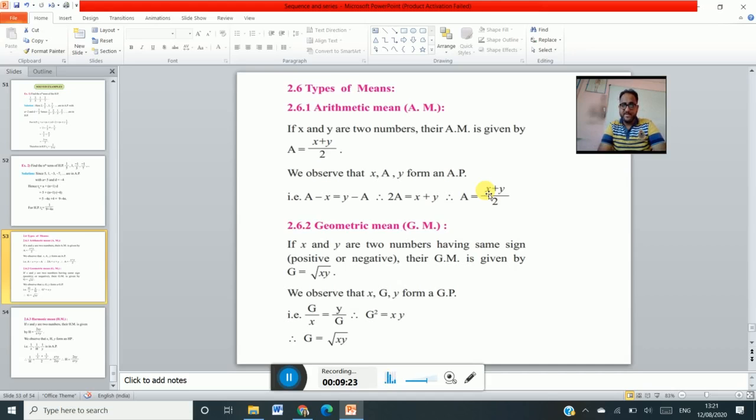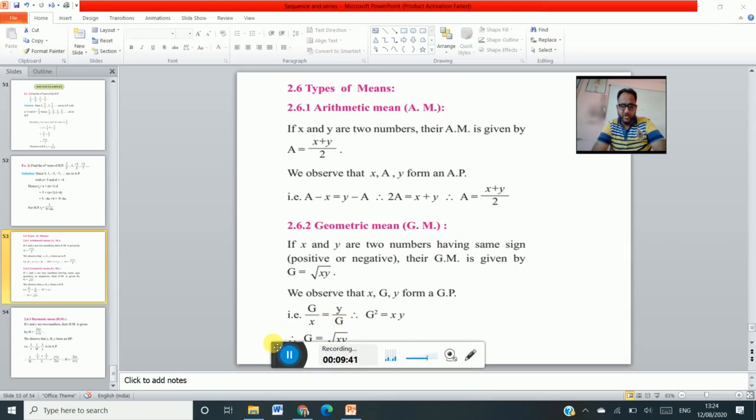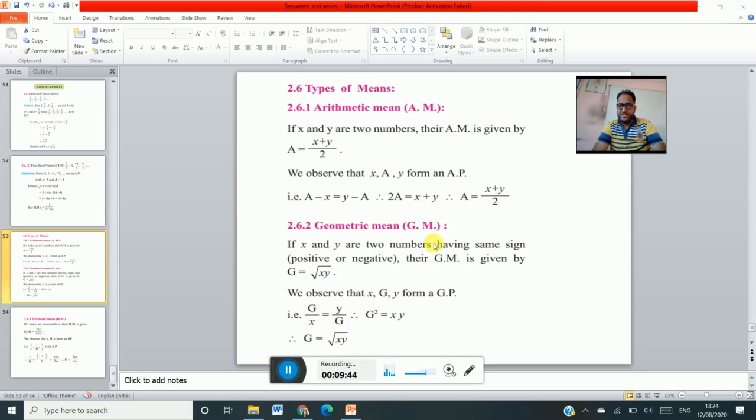So next is geometric mean, in short GM, and in the formula we say capital G, and that should be the square root of xy, where x and y are the two numbers. We observe x, G, y form a GP, so capital G by x equals y by G. Again, if x and y are two numbers, then the geometric mean is indicated by capital G, that should be the square root of xy, and it is found using this way.